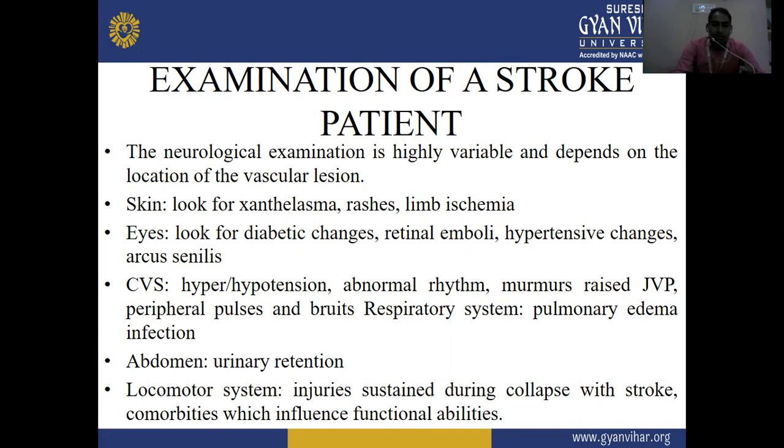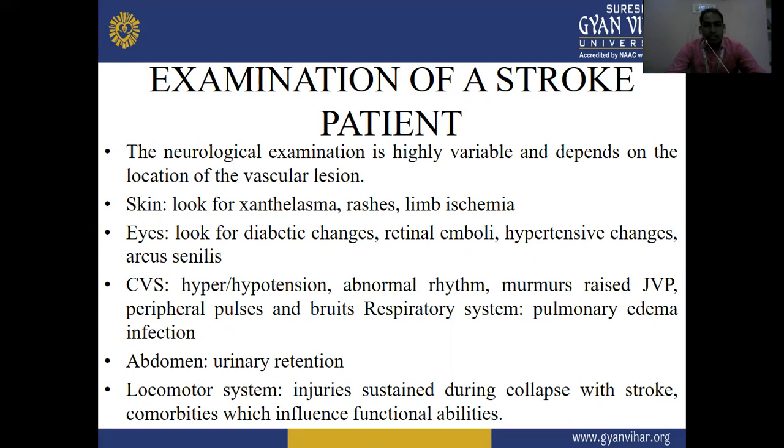Xanthelasma is a sharply demarcated yellowish deposit of cholesterol underneath the skin. It usually occurs around the eyelids. And limb ischemia is a severe obstruction of arteries which markedly reduces blood flow to the extremities like the hands, feet, and legs.